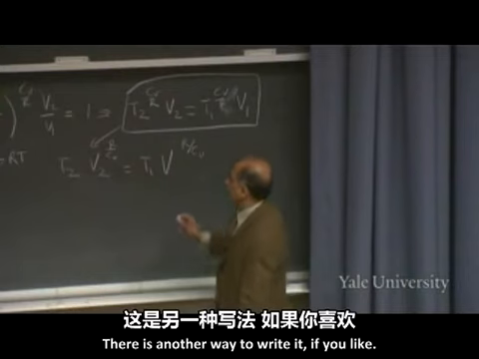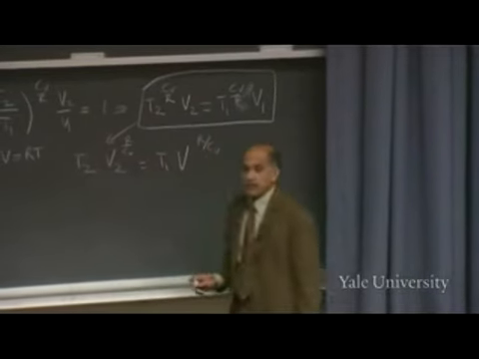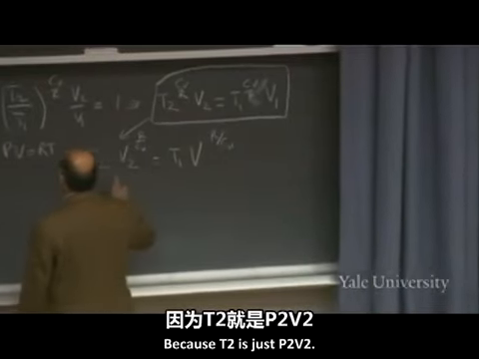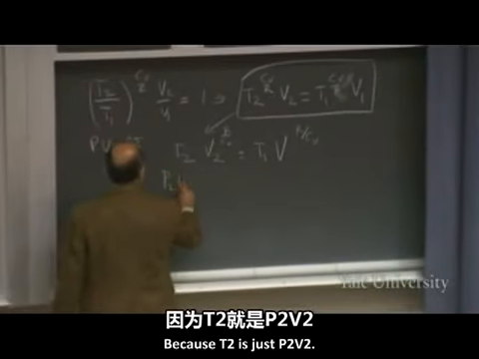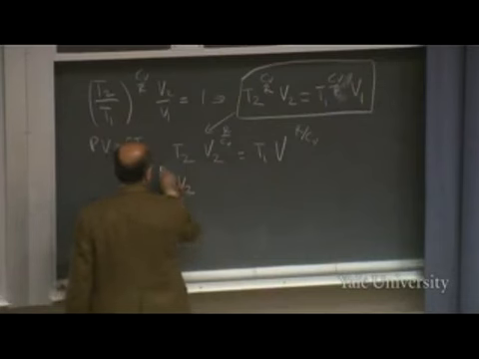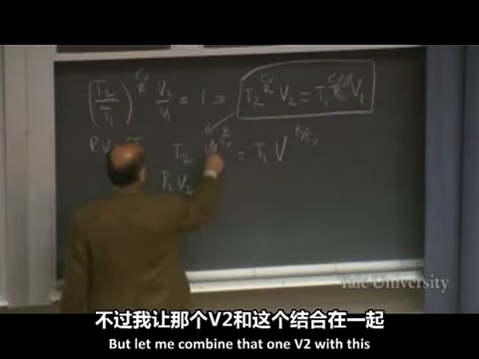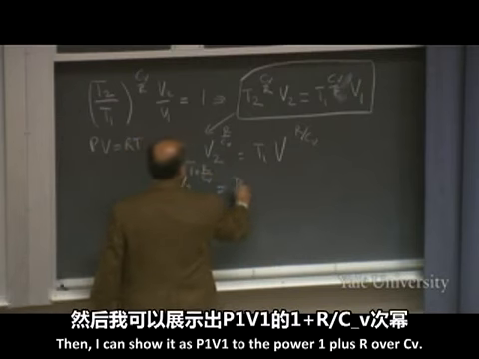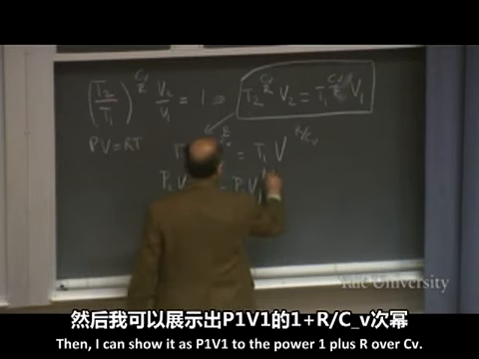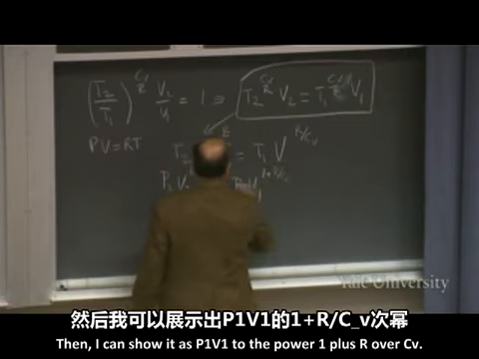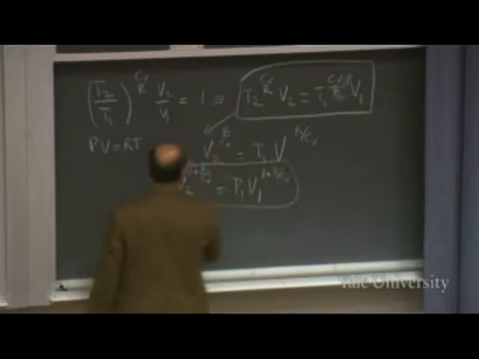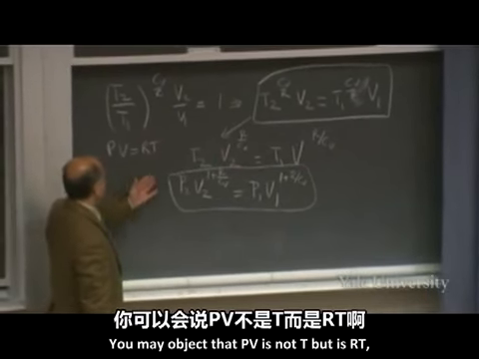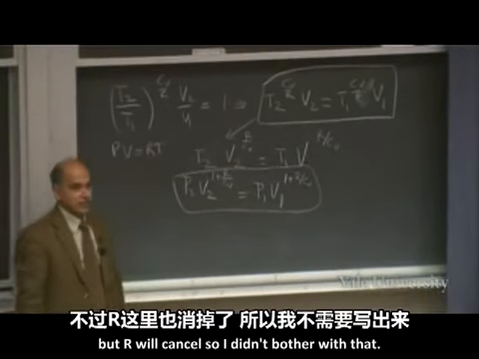So here's another way to write it, if you like. I'll tell you why I write it this way. Because T2 is just P2 V2. Then let me combine that V2 with this and write it 1 plus R over CV. Then I can show it as P1 V1 to the power 1 plus R over CV. You may object that PV is not T, but it's RT, but R will cancel, so I didn't bother with that.